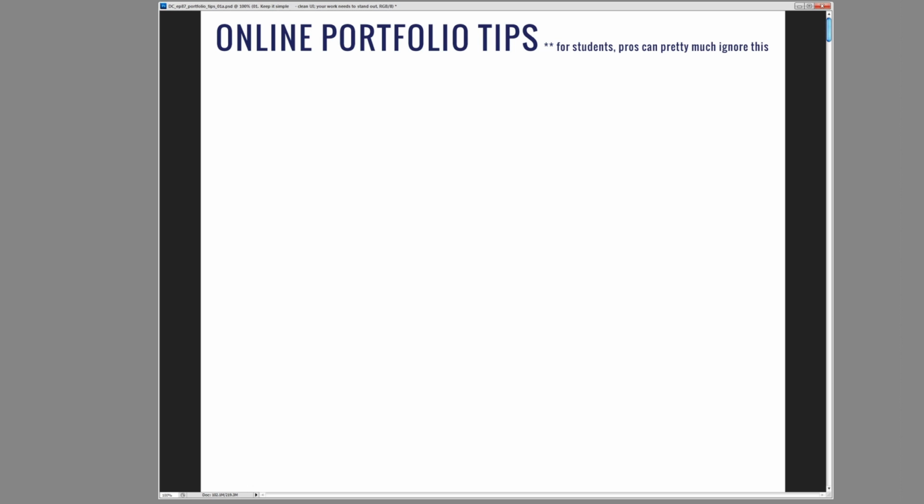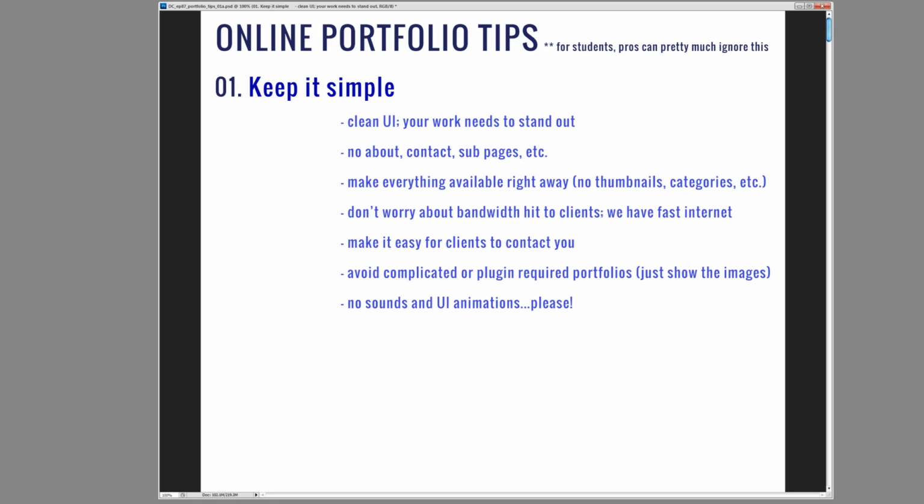All right. First tip, keep it simple, which means a bunch of things. Number 1, clean UI. Your work needs to stand out. Don't design crazy graphics and all sorts of themes, because it makes it so hard for us to distinguish what is your work and what is part of the graphics.